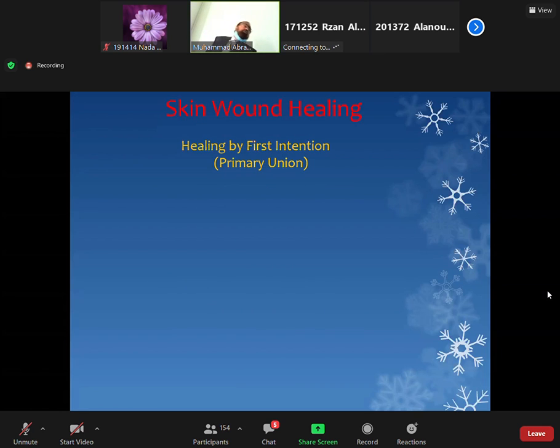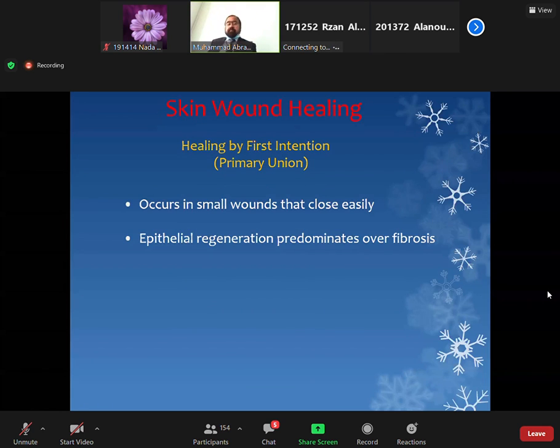The primary union, as I said, will be a clean surgical wound or a cut which is very small. Usually you get this cut while women are working in the kitchen, or you may damage your hand and tear your skin. If you approximate that by applying a suture or something else, that acts as a primary union.